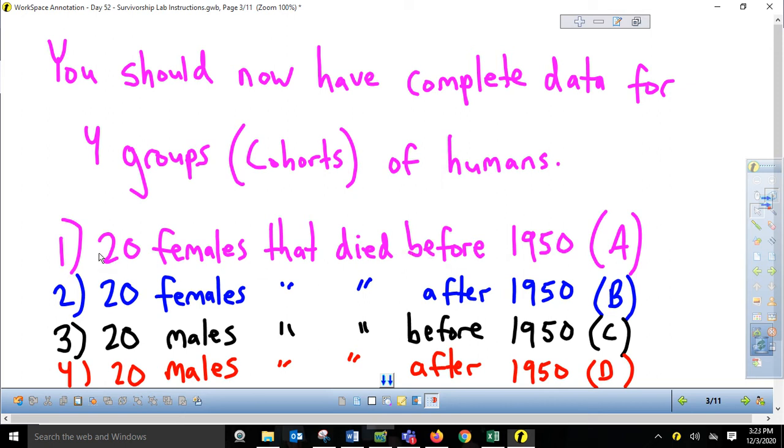So right now you should have data for 80 individuals. Using the cemetery records, we found the birth dates and death dates of 20 females that died before 1950, and from that we got the age of death. We did the same thing for 20 females that died after 1950. And then we did the same thing for 20 males, their birth dates, death dates, and figured out their age of death when they died before 1950. And then we did the same thing for a second group of males that died after 1950.